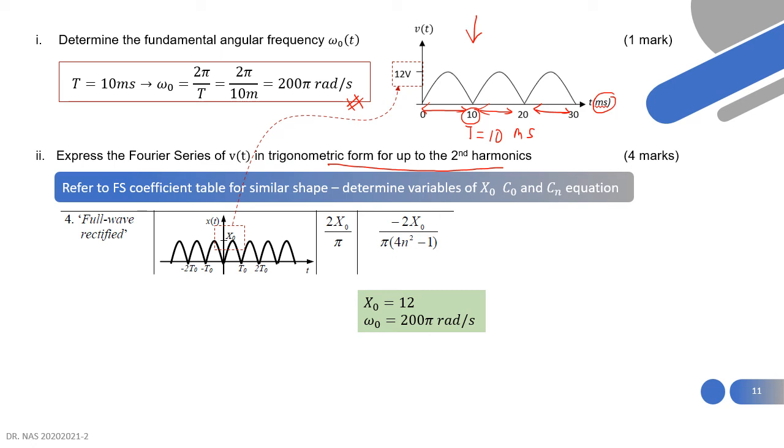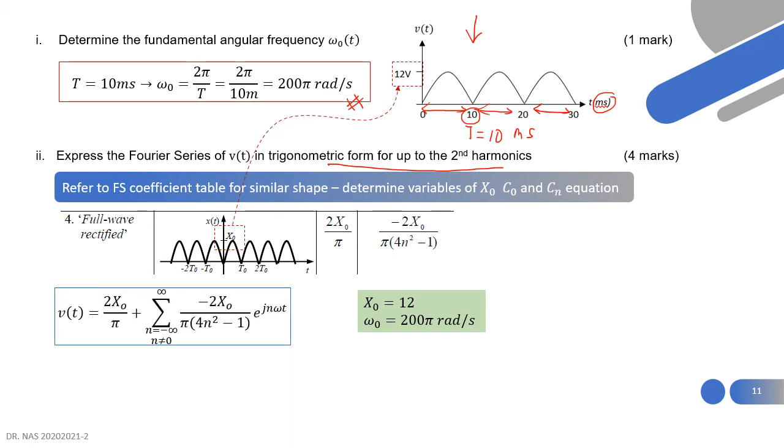So from t0 equal to 10 millisecond, you have calculated in the first question the omega naught equal to 200 pi radian per second. Okay, then you need to write down the general equation. Don't forget the general equation: V(t) equal to C naught plus the summation of Cn e^(j n omega naught t), n from negative infinity to infinity. So in this case, from the table, your C naught equal to 2x naught over pi, and your Cn equal to this equation, e^(j n omega t).